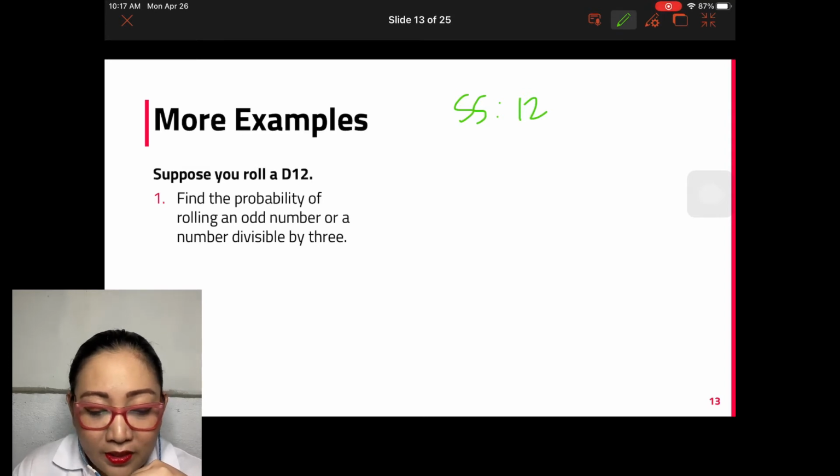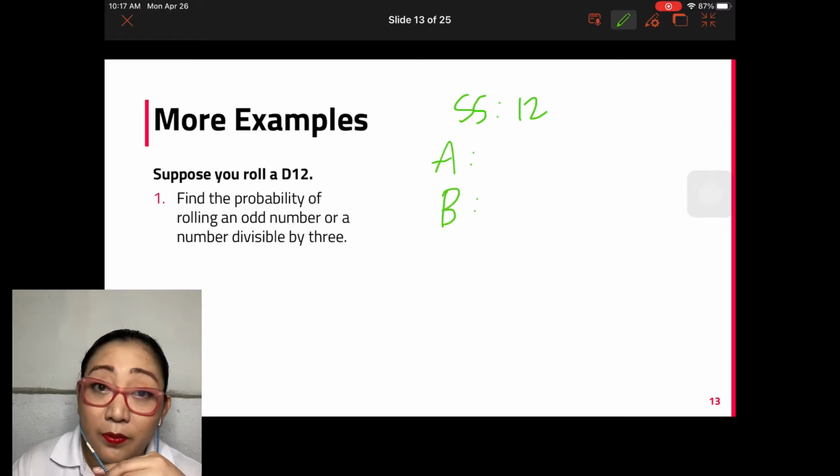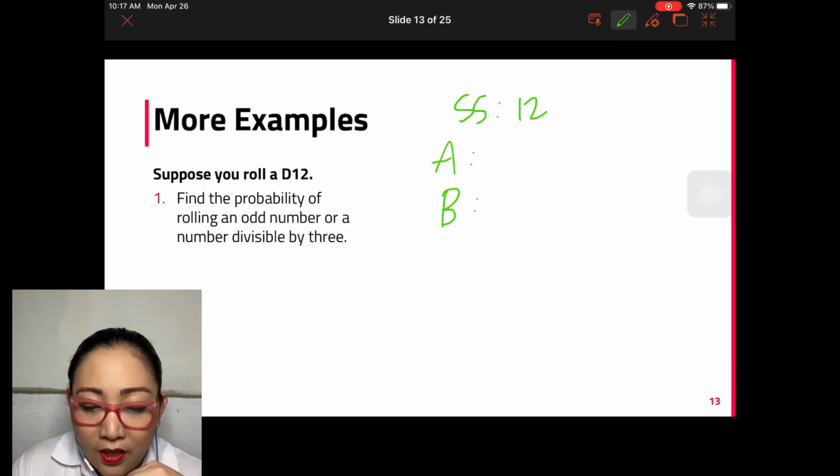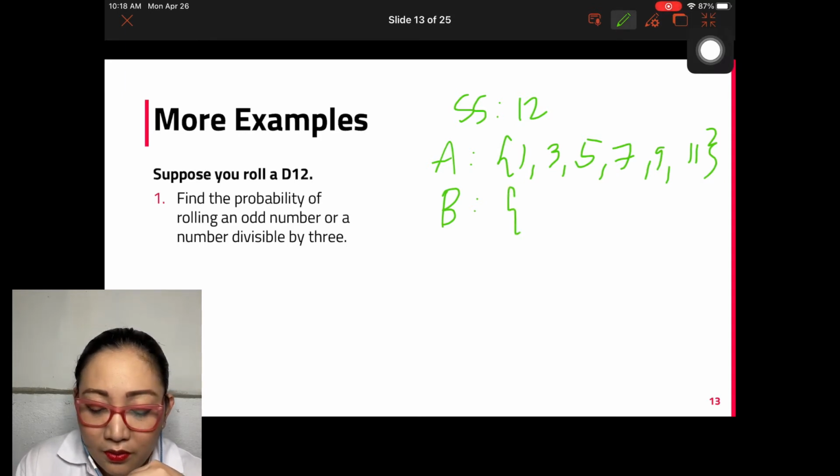And then, of course, you have to find the two events na binabanggit. Ano yung two events dito? Rolling an odd number, we will call that A. And then B, a number divisible by 3. So, rolling an odd number, what are your odd numbers? 1, 3, 5, 7, 9, 11. And then, of course, we have our numbers divisible by 3. What are those? 3, 6, 9, 12.